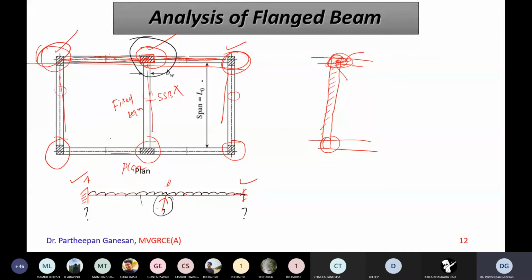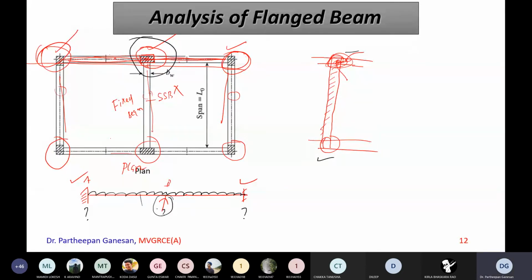But if they are giving in your problem statement that a beam is directly resting on the brick wall, that means it is a simply supported beam. Is that clear, everyone? Anybody having any doubt? Because they may not say that it is a simply supported beam or a fixed beam. If the beam is resting on brick masonry wall, it is a simply supported beam. Is everyone clear about it?